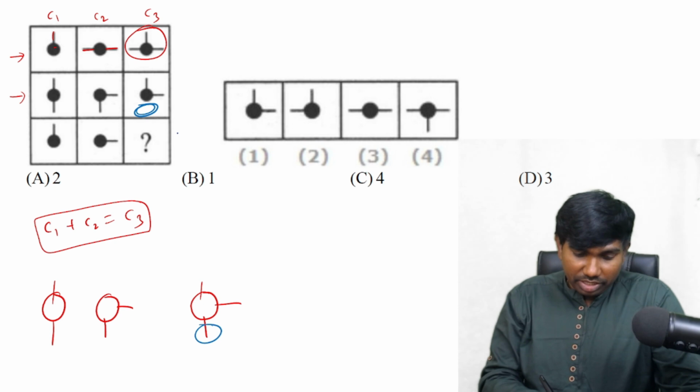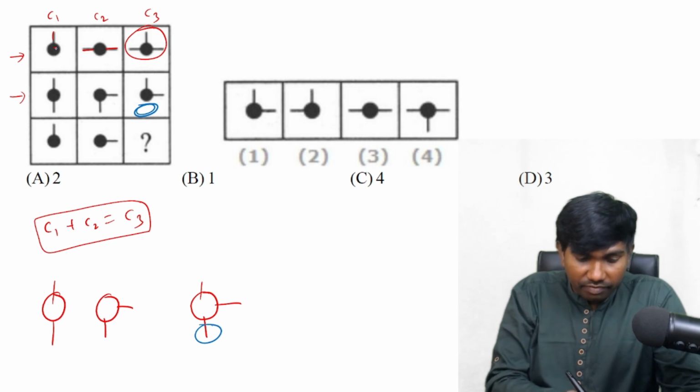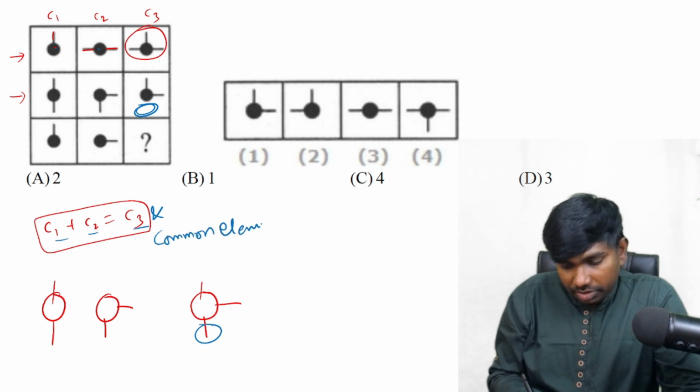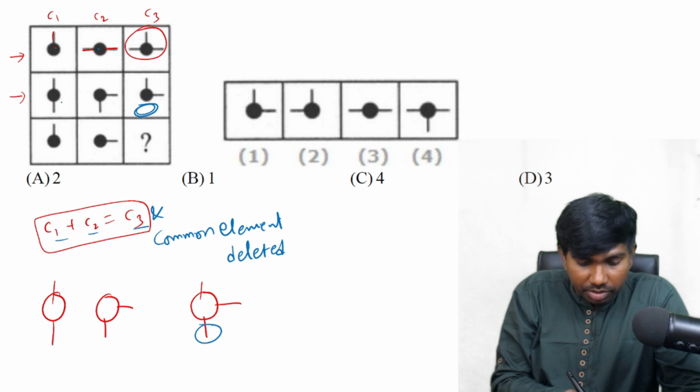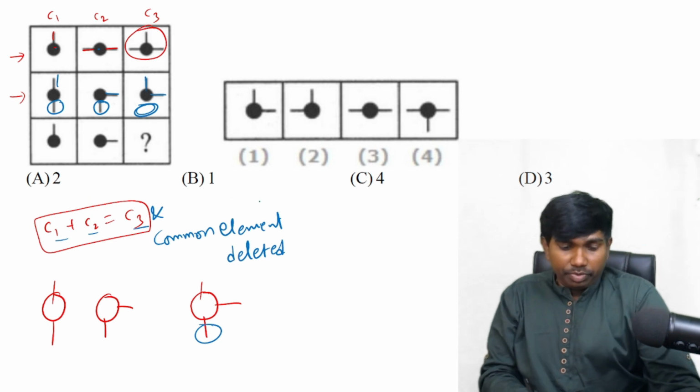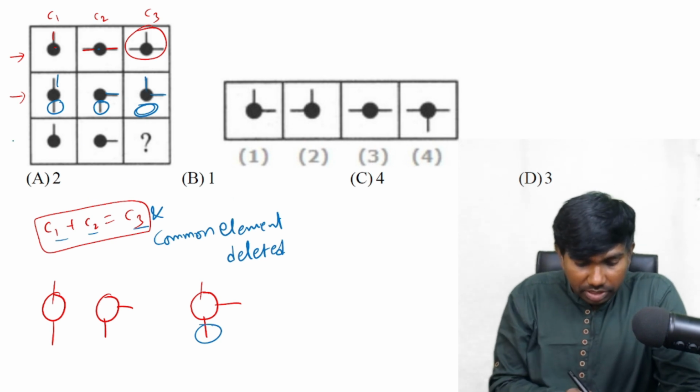So we should take one more thing, column 1 plus column 2, along with this one, and the common element deleted, right? This line is there in both the figures, that's why it got deleted, and the rest of both are taken here. Okay, next this one, third row, this figure and this figure, there is no common part also.